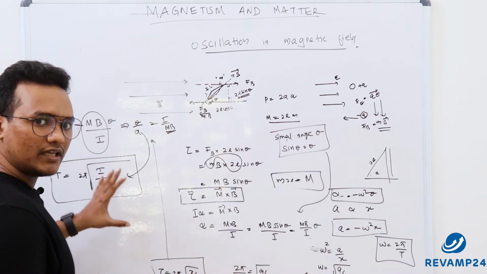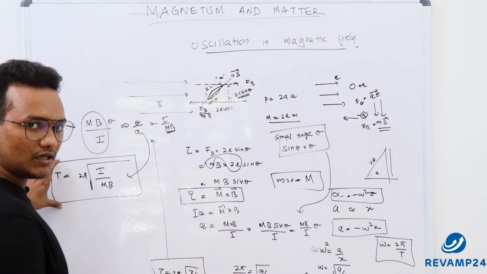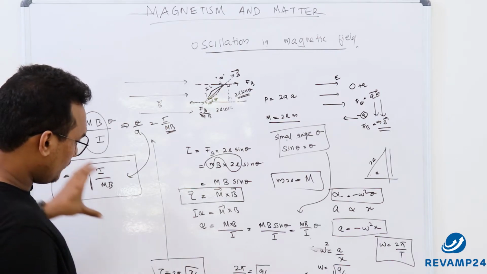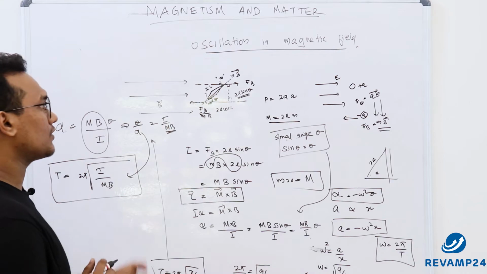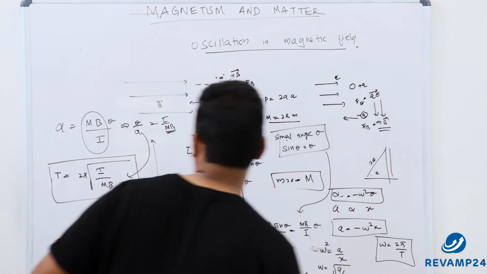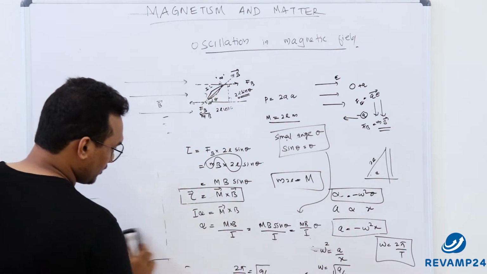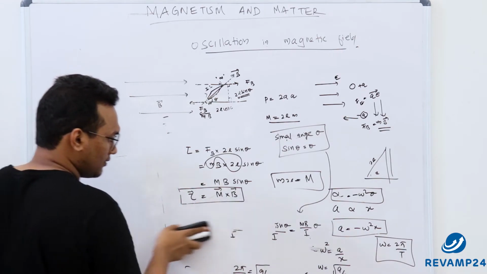Okay, this one is very important. So we got the value of time period. Now we got the value of torque. We will also try to get the value of potential energy. Okay, so I am rubbing all this. Torque we require, so I am keeping torque here.